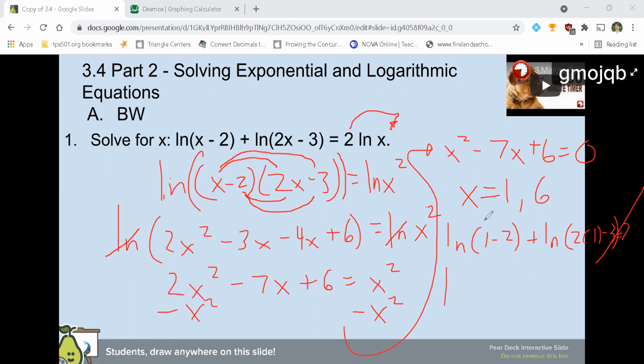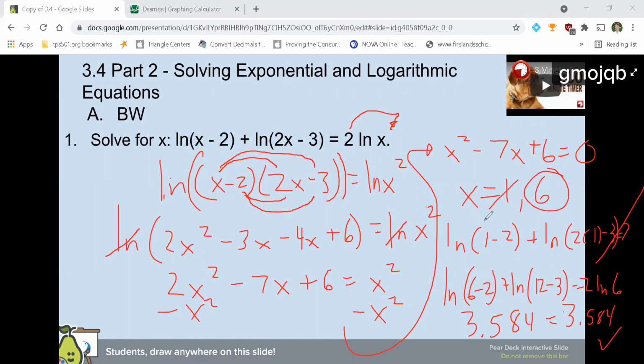All right, if you plug in 6, I believe that one does work. 6 minus 2 plus natural log of 12 minus 3 equals 2 natural log of 6. And then we grab the calculator and do those actually equal. Natural log of 4 plus the natural log of 9 is 3.584. And then 2 times the natural log of 6 is 3.584. So this is a real solution and that one is not. It is extraneous.